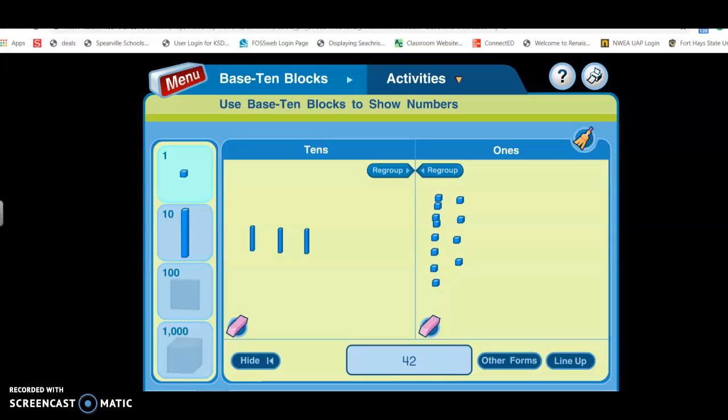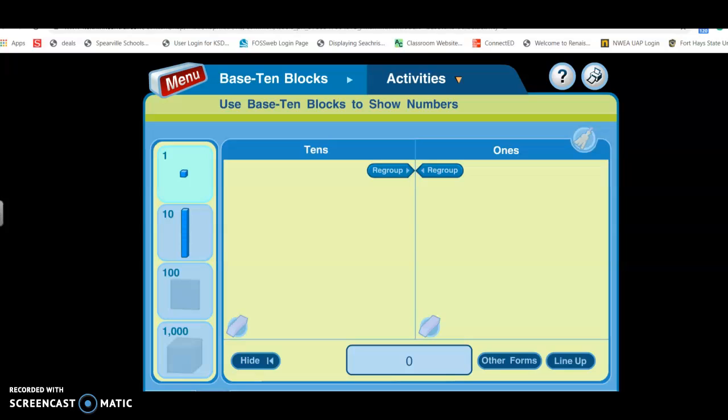Isaac? Think of the number, yes, 2. Think of the number 12. You have 10 and then 2 more. So now our answer is 42. 42.